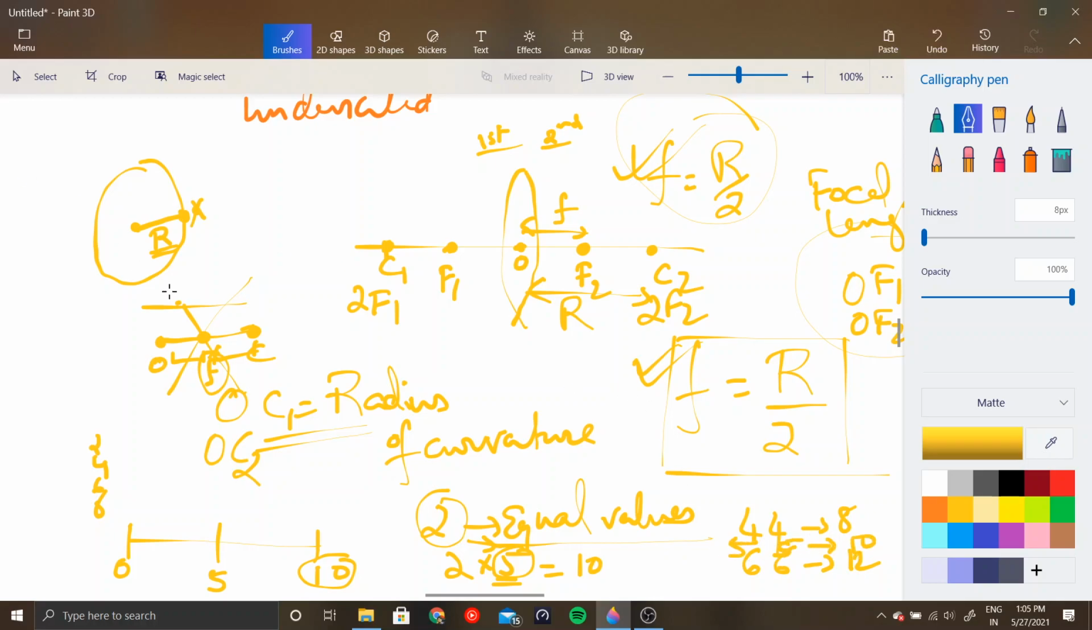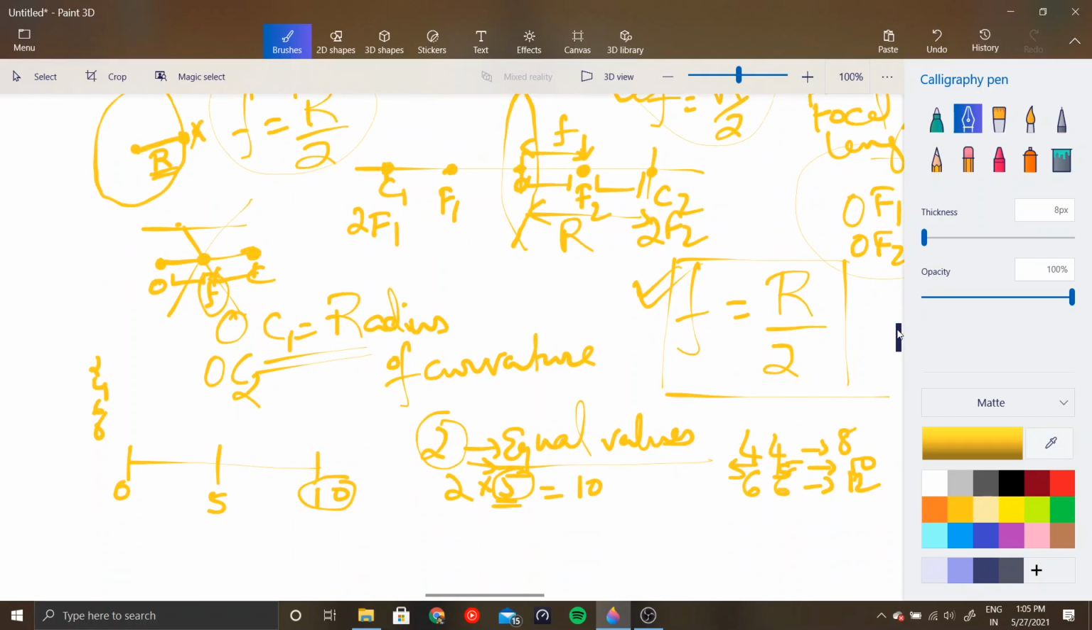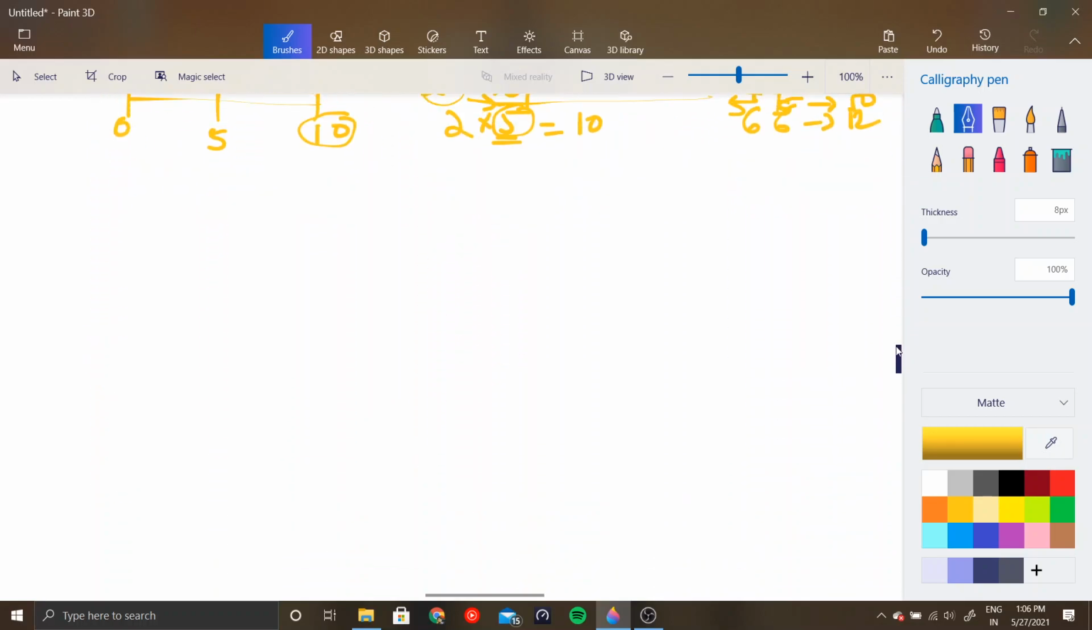What I am trying to say is the point in between optical center and the center of curvature for which the rays will be focusing has to be at equidistance from the optical center and from the center of curvature. So just remember this, that focal length will be r by 2 always, right? Okay. Now we know about the structure of lenses.